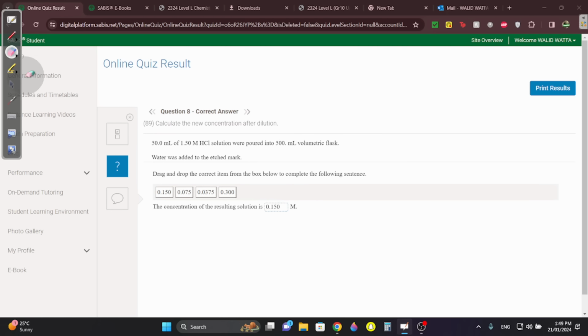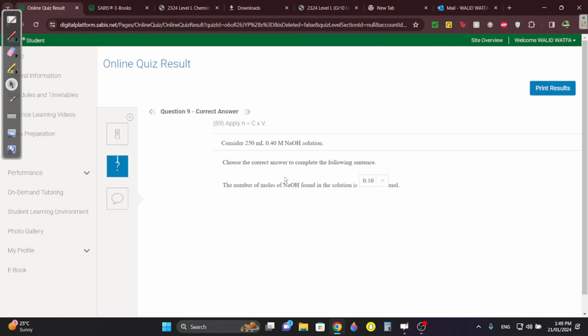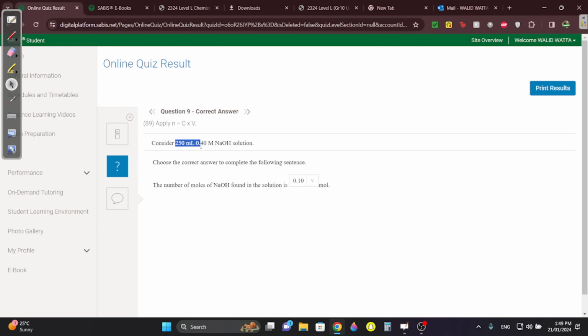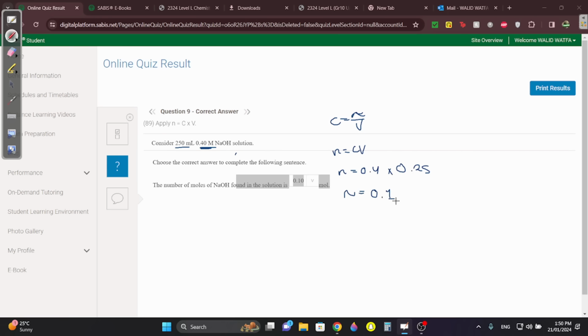Question 9. 250 milliliters of 0.4 molar NaOH solution. What is the moles? The moles, C equals N over V, so N will be equal to CV. The concentration is 0.4, and the volume is 250 milliliters, which is 0.25. And you're going to get 0.1 moles.